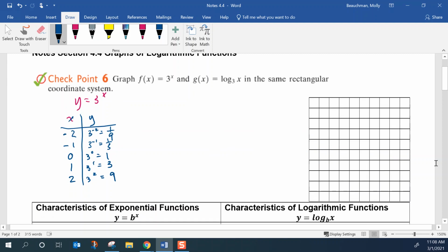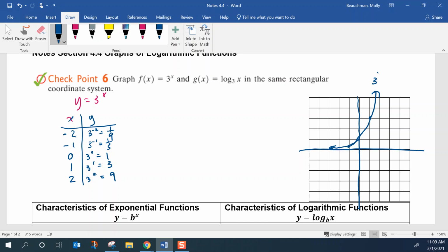Now let me go ahead and do that. So our exponential function, negative 2 is 1/9, negative 1 is 1/3, 0, 1, 1, 3. If you remember, this won't cross the x-axis. This is the function 3 to the x. So, characteristics of our function, y equals 3 to the x.